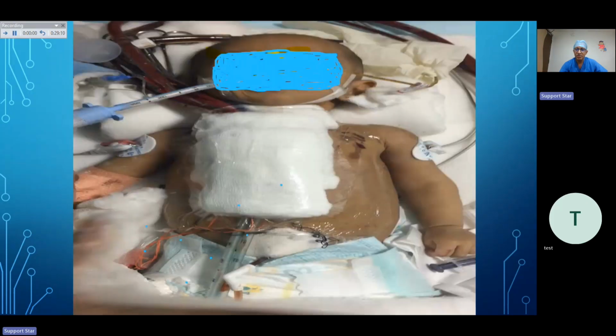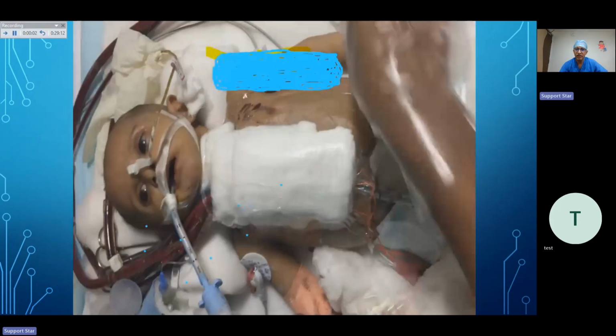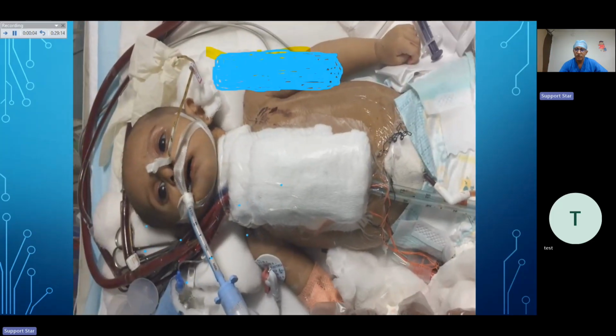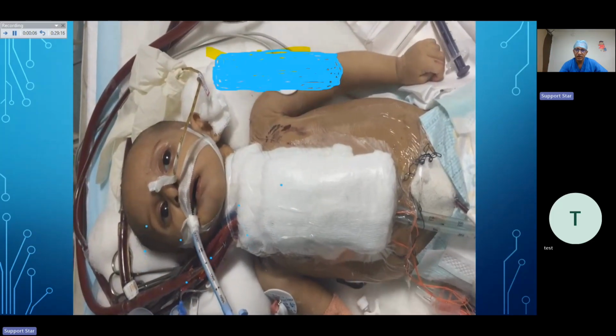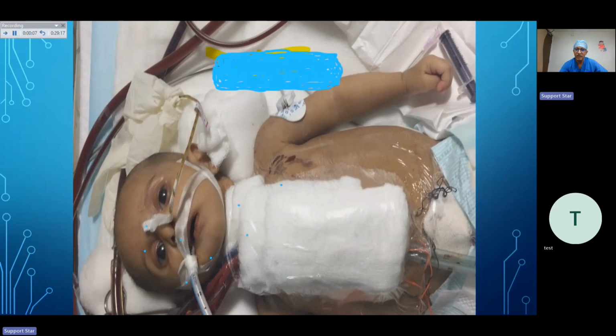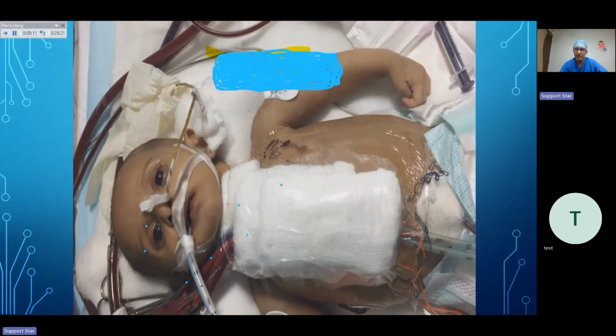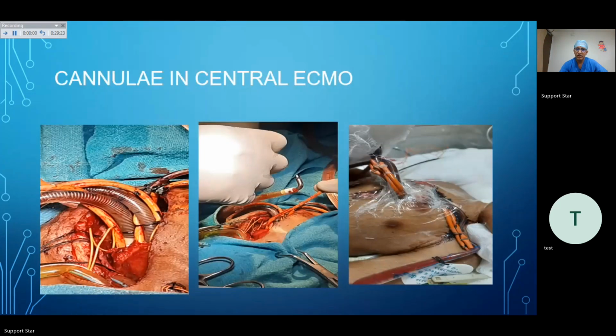Okay, this is the patient who is doing well on ECMO, awake with no neurological issues. You can see he's totally moving his limbs. He had some seizures later, but they were controlled. So this is the central cannula in ECMO. The bent one is the LA vent to decompress your heart. Okay, all the cannulae are well secured.